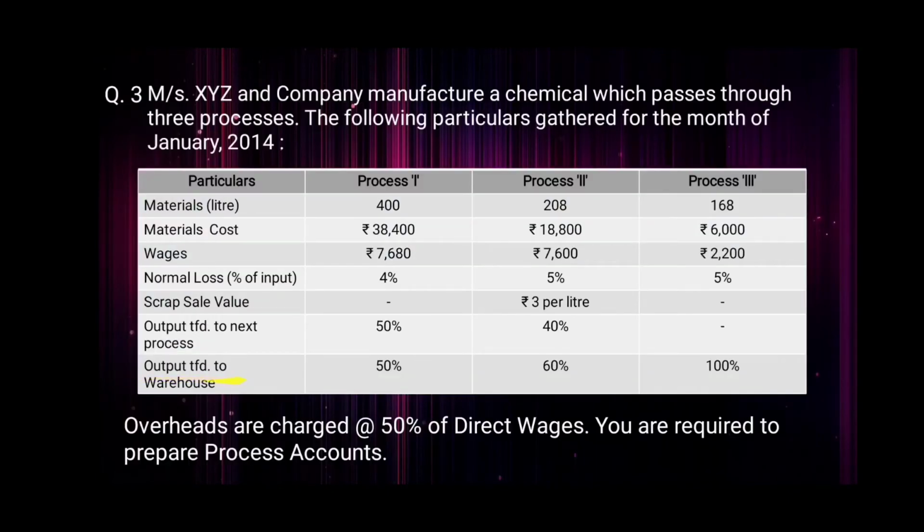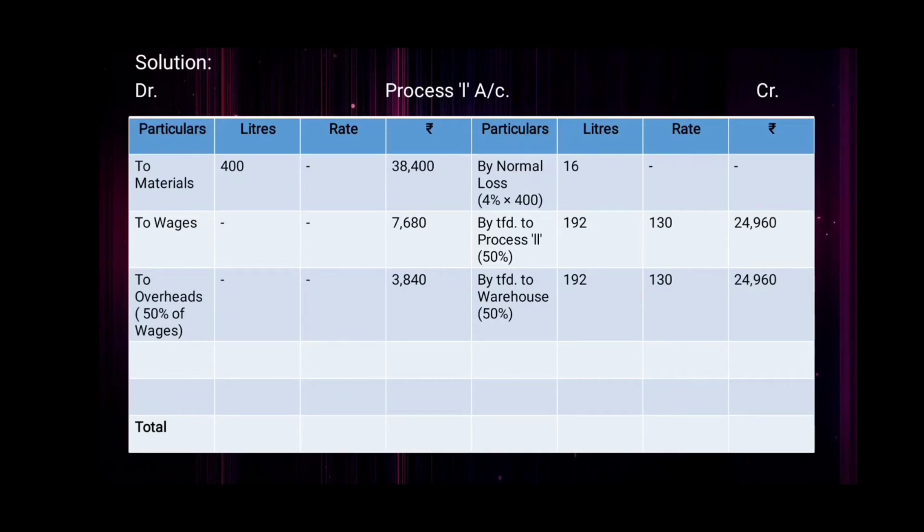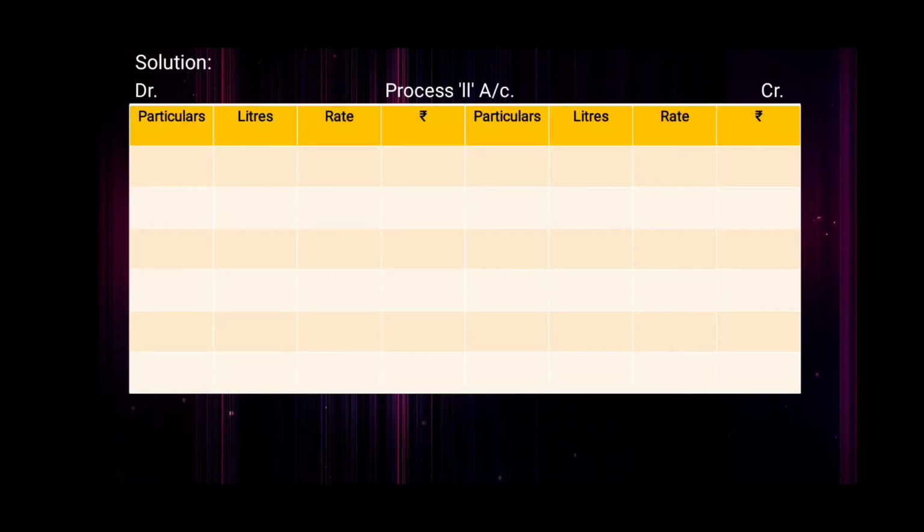Next, output transferred to warehouse. For process 1 it is 50%. By transfer to warehouse, 50% will be 192 liters. Rate will be same as the transfer to process 2, that is 130. Amount will be 24,960. Now let us take the total of both the sides. 400 liters and total amount will be 49,920. So let us prepare process 2 account.